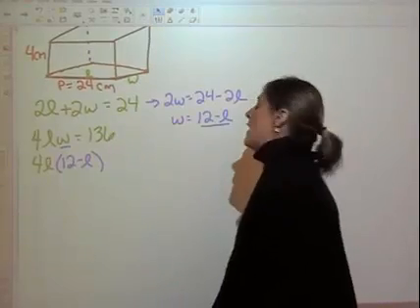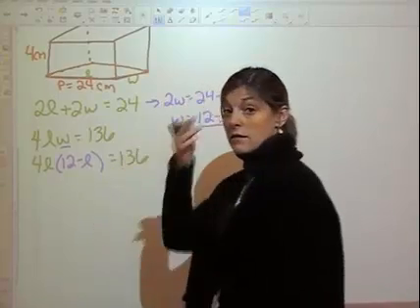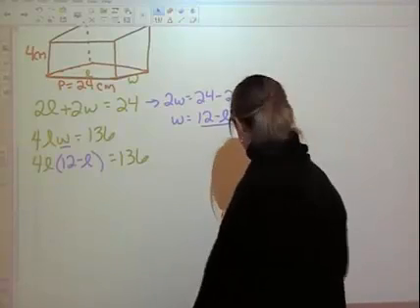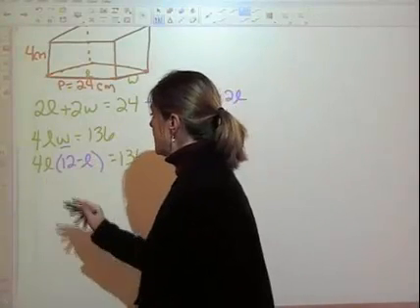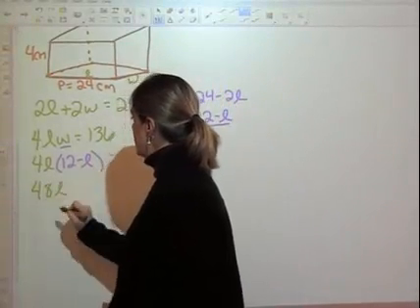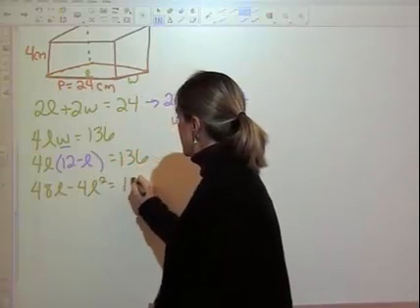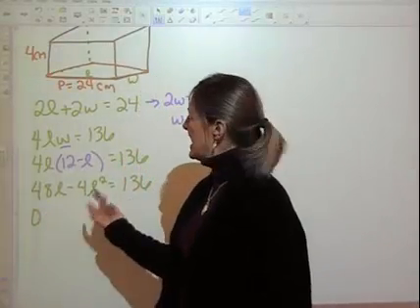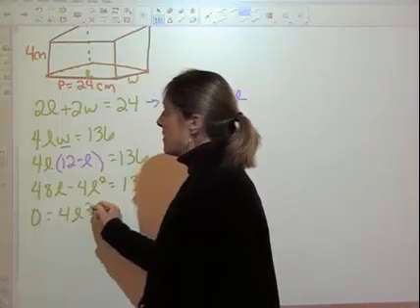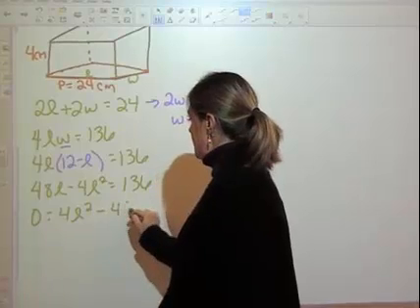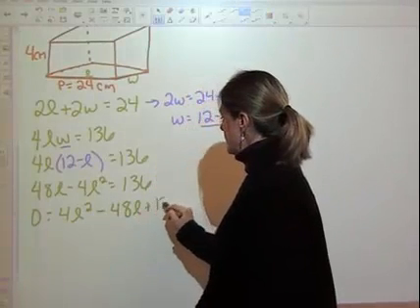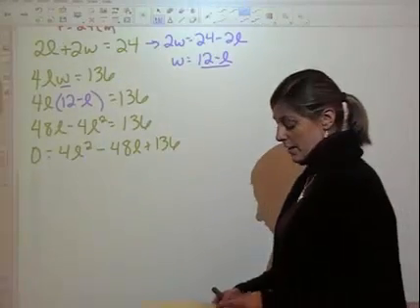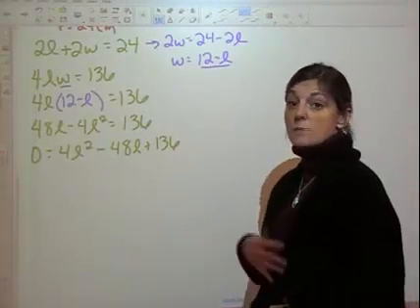So we can easily solve this using one of our methods, whether it's factoring or quadratic formula or completing the square. All right, so now we're going to distribute our 4L. So we get 48L minus 4L squared equals 136. Now I want to get everything over to one side. I like to keep my highest exponent positive. It just makes it a little bit easier to work with. So I'm moving everything over to the right, and I'm putting it in descending order. Then I'm just going to simplify the equation. Everything is divisible by 4, so let's divide everything by 4.